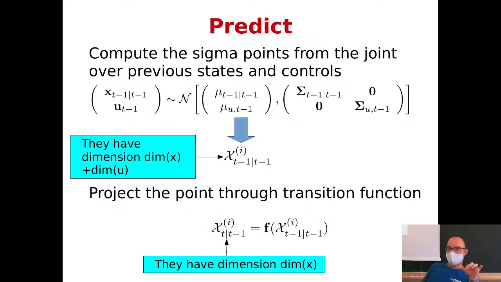We need to compute the transition. The transition we have already done with the predict, right? Okay, so now we need the observation model. And what do we do with the observation model? We compute sigma points. The sigma points we have, we have a family of sigma points here. Right? That's the result of our projection.